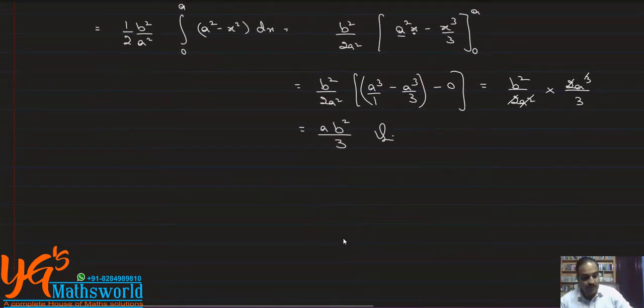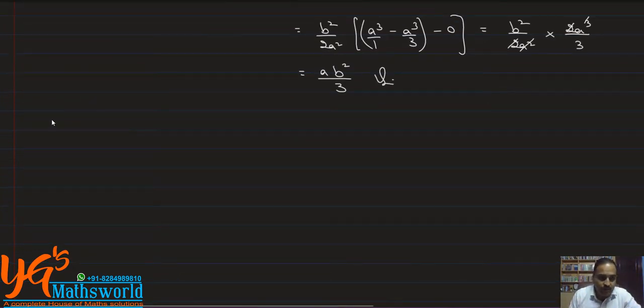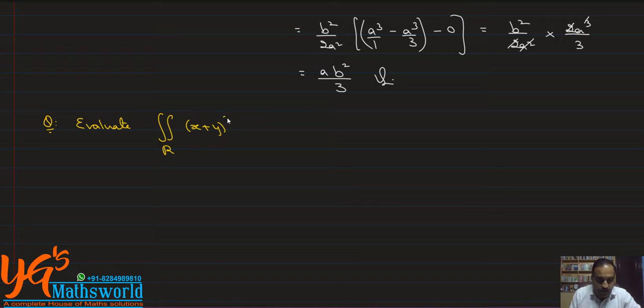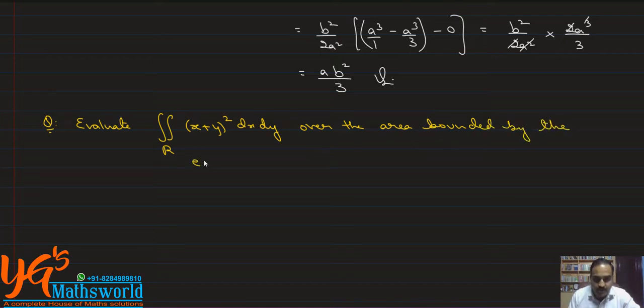Now coming to the similar question, in this one the statement is similar, but here we have to take the complete ellipse. So the question is, evaluate the double integral over the region R of x plus y whole square dx dy over the area bounded by the ellipse x square upon a square plus y square upon b square is equal to 1.